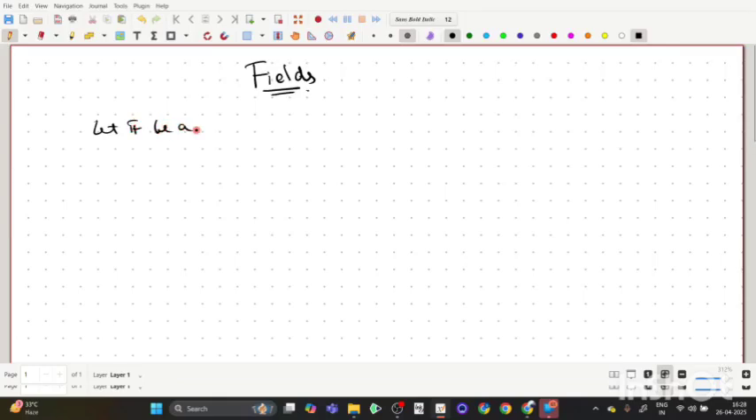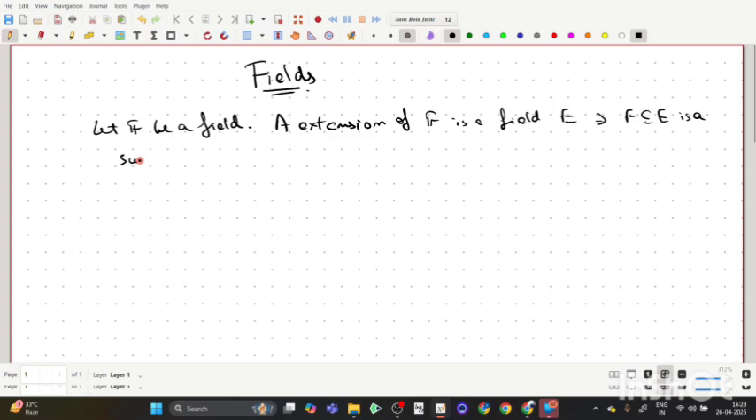So let F be a field. Then an extension of F is a field E such that F is contained in E and is a subfield. Clear? We denote it in this case as E over F. Okay, fine.